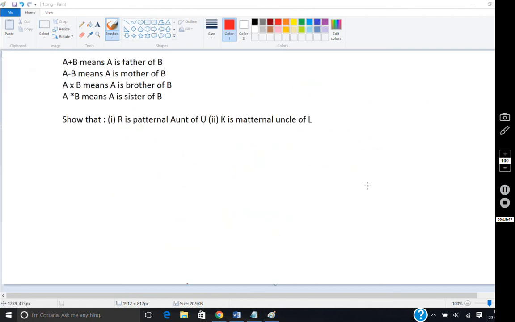So friends, here is the next question based on coded relationship. A plus B means A is father of B. A minus B means A is mother of B. A cross B means A is brother of B, and A asterisk B means A is sister of B. So we have to show R is paternal aunt of U and K is maternal uncle of L. So here is the U and here is the R.